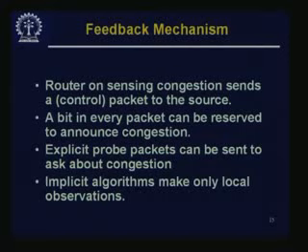Feedback mechanisms can be various, as we have mentioned. A router on sensing congestion sends a control packet to the source, as we have mentioned. A bit in every packet can be reserved to announce congestion. So if somebody gets this, this bit will be set to announce congestion, or somebody can send explicit probe packets to ask about congestion. Implicit algorithms of course make only local observations, so that is always there.